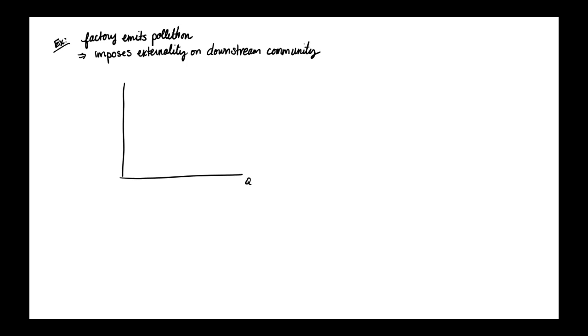So let's look at our market for this good. Let's call it good X. So good X being produced generates a negative externality. Now we know how to draw a market, right? We have a downward sloping demand curve, and we have an upward sloping supply curve.